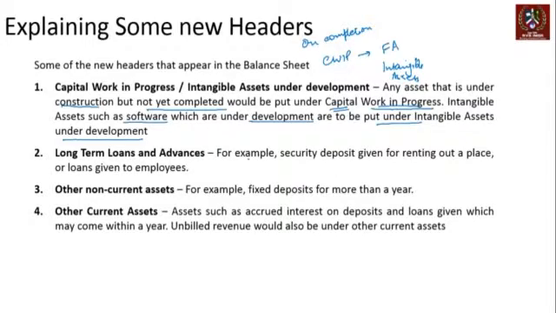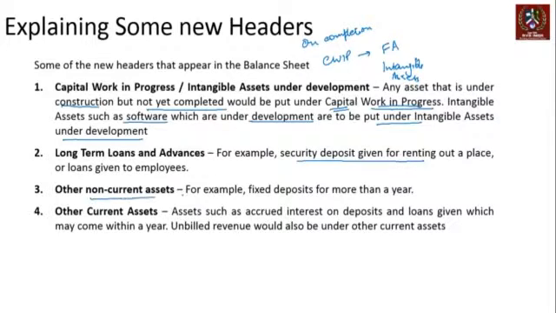The next bit is long-term loans and advances. For example, security deposits that you have given for renting a premise. So if a company has taken a premise on rent, that's where the security deposits would come in. Or loans given to employees. If you have given any kind of loans to employees, that would also come in, right? They will repay it, and that's a sort of an asset for you.